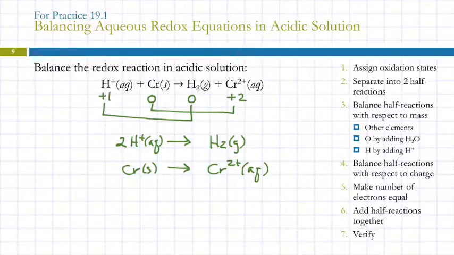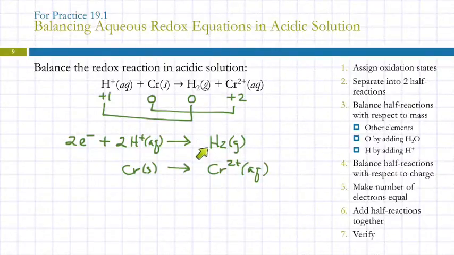Now I need to balance with respect to charge. Here I've got 2 positive charges on the left and a total of 0 on the right. So how many electrons do I need to add on the left? 2. 2 electrons. Left side, like right side. No? I've got 2 negative charges and 2 positive charges. That adds up to 0.